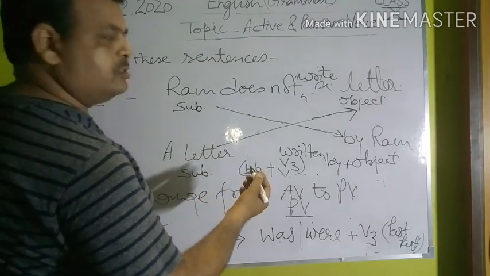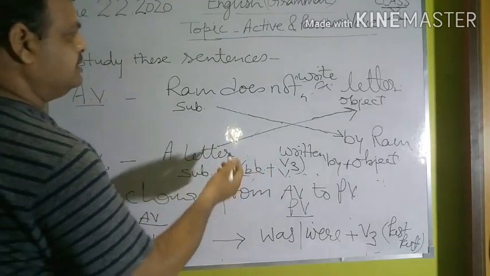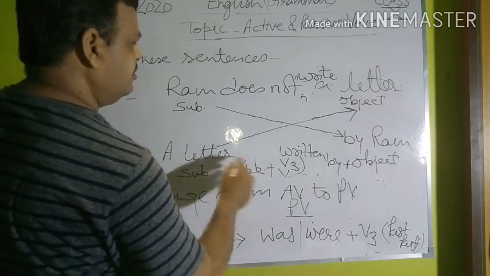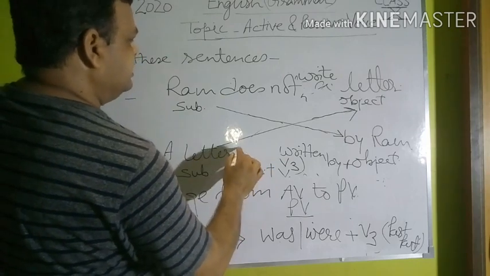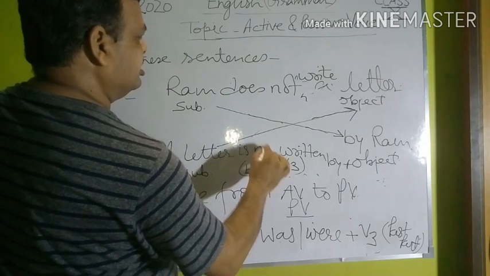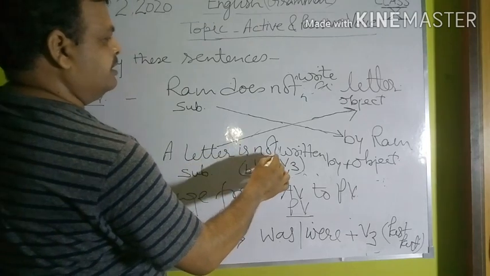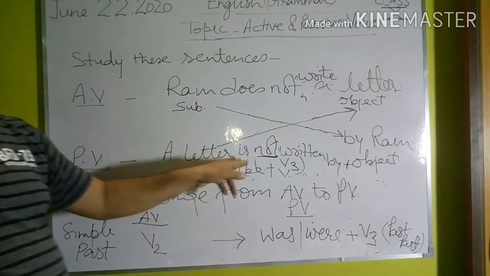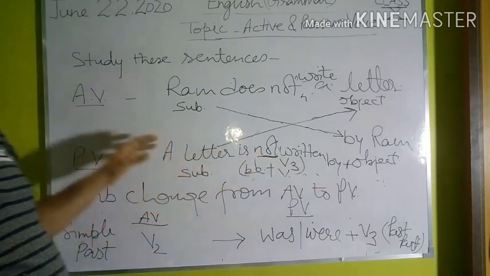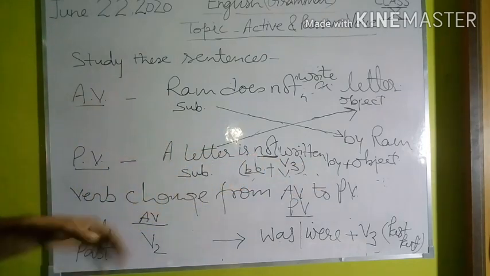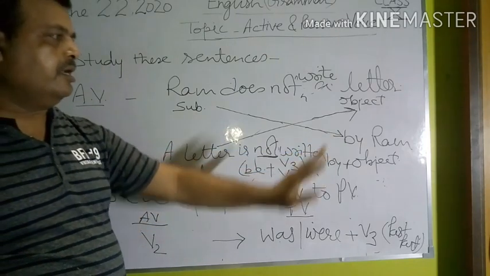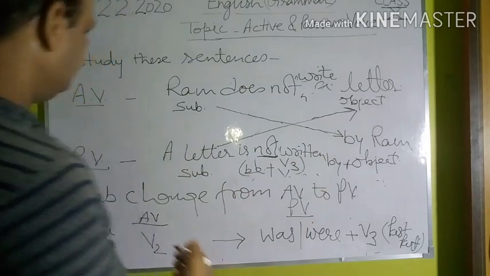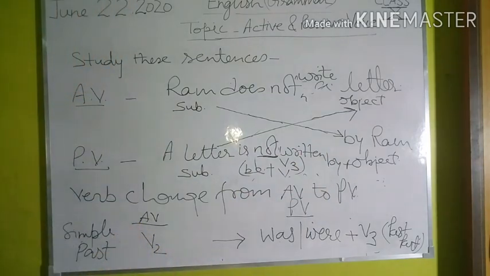In the passive voice also we will make the same changes. We have to use not. So we will write a letter is not. Try to understand the position of not here. It should be placed between the helping verb and the main verb. So in the passive voice I will write a letter is not written by Ram. So this is the structure of a negative sentence of simple present tense.